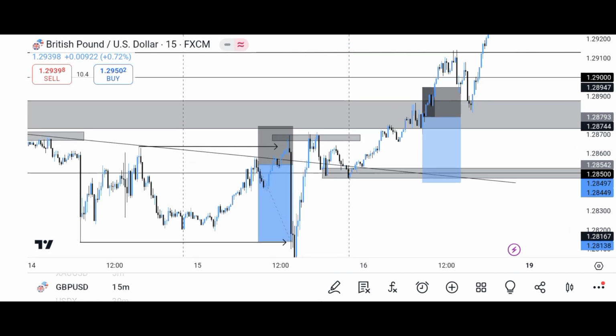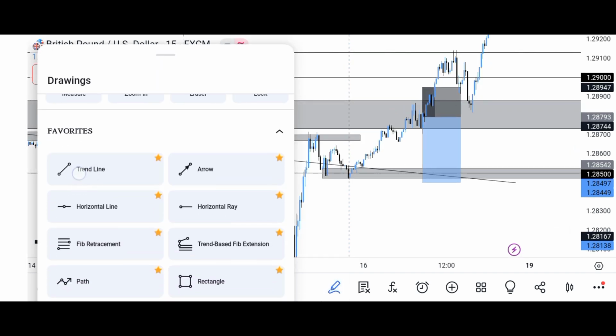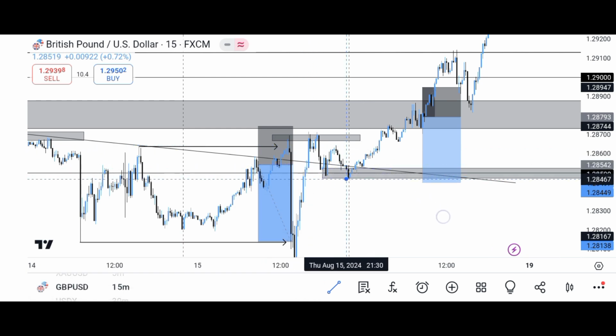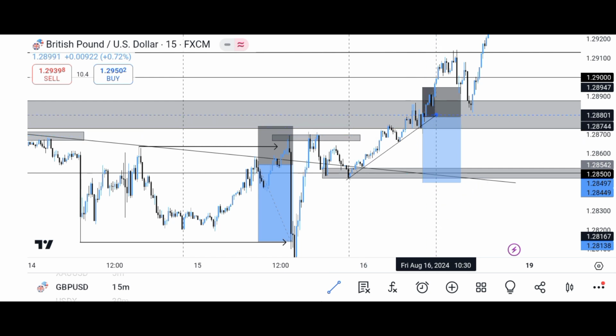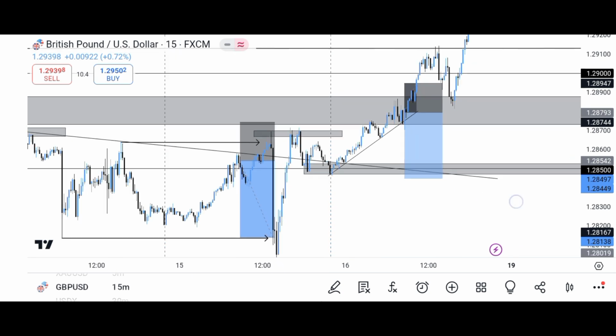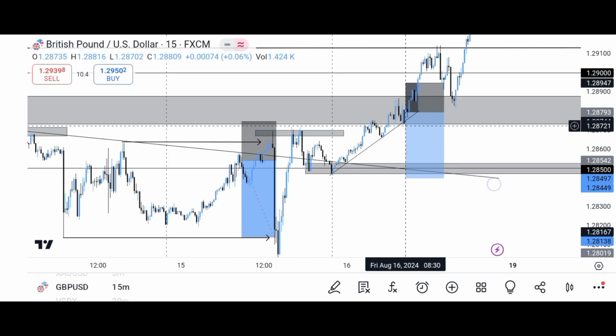Then on Friday, I was seeing a sell signal again, but there was a minor uptrend on the 15 minutes. I think the market broke this uptrend and should have hit my TP, but then it went back up and hit my stop loss.